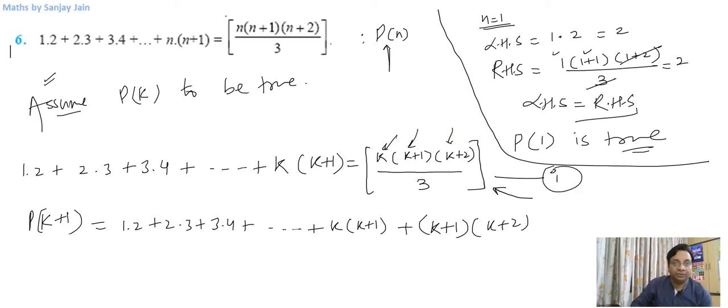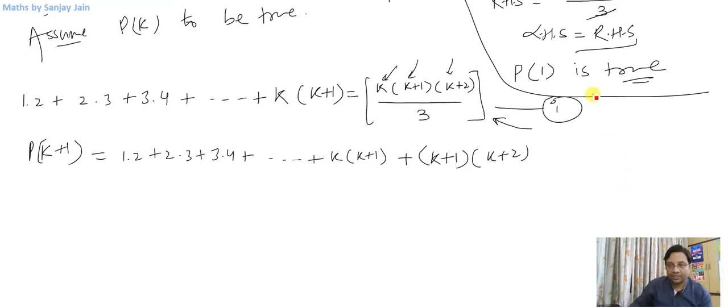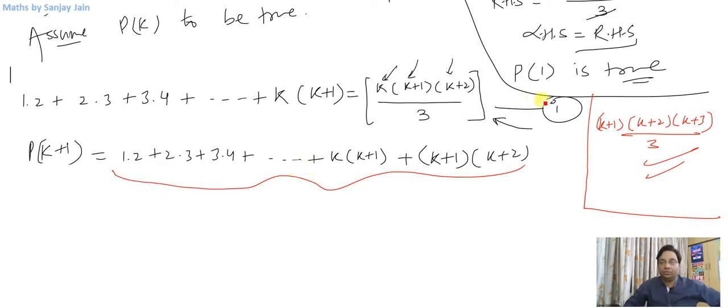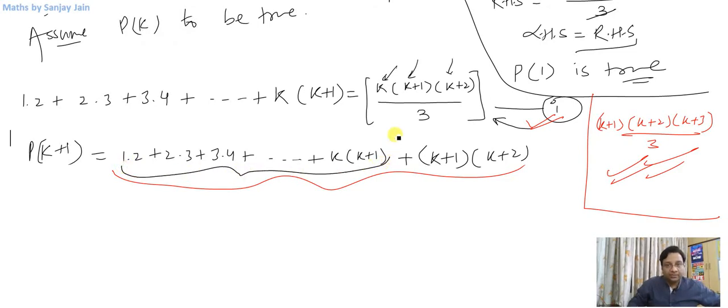So what I'm looking for is something like this: k plus 1 into k plus 2 into k plus 3 divided by 3. So this is the right hand side I want to achieve. I'll manipulate this using this equation and try to obtain this from this manipulation. And if I can obtain this, then I'll say p of k plus 1 is true, right? So let us check it out. This much portion up to this is equal to this one.